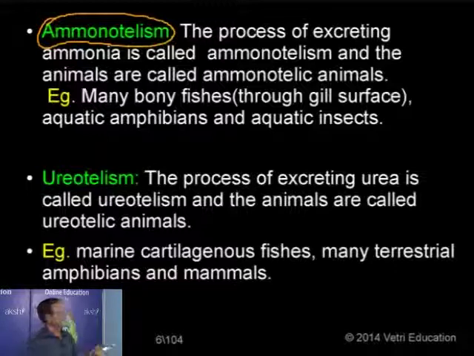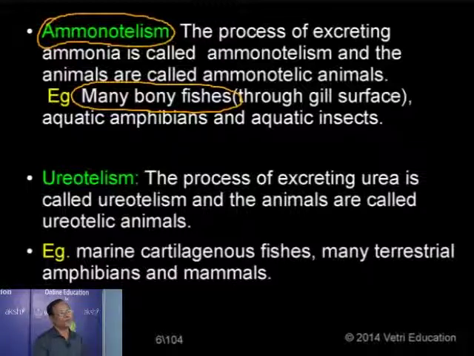Now what are the animals normally coming under the category of ammonotelic group? Number one, bony fishes. Many bony fishes excrete ammonia mainly through the gill surface. Though they have an excretory system, they also eliminate salts, and they have to manage the excretion of chloride in the case of marine animals. Many bony fishes like mullet and pomfrets have mainly ammonia as a waste product.